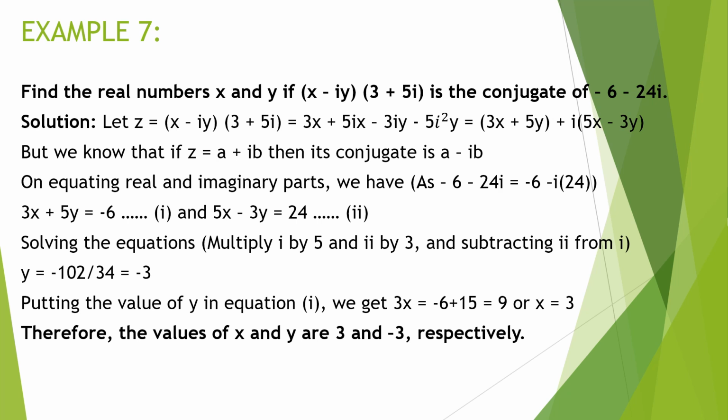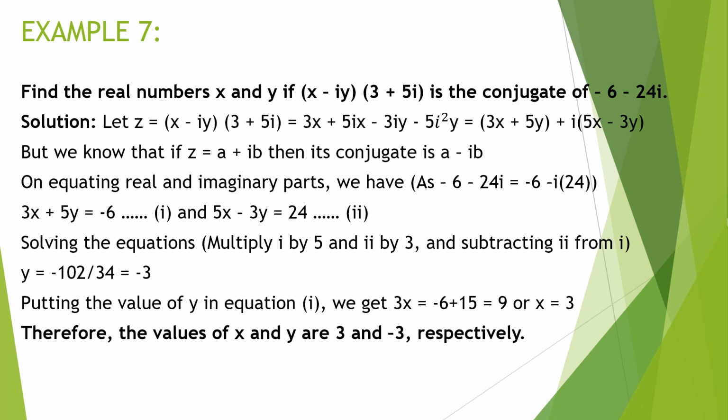Let z is equal to (x minus iy) into (3 plus 5i). Now on simplification and putting i square as minus 1 and taking the real and imaginary parts separately, we get this equal to 3x plus 5y plus i into (5x minus 3y). Now we know that if z is equal to a plus ib is a complex number, its conjugate is a minus ib. So now we are given that the conjugate is minus 6 minus 24i. So now we try to equate the real and imaginary parts of both these numbers. Minus 6 minus 24i is minus 6 minus i into 24.